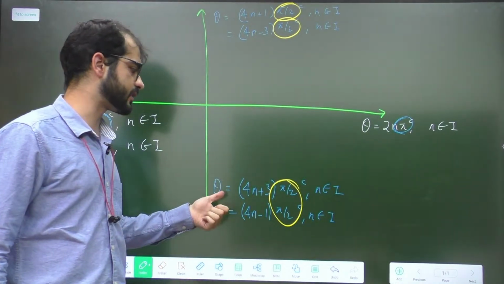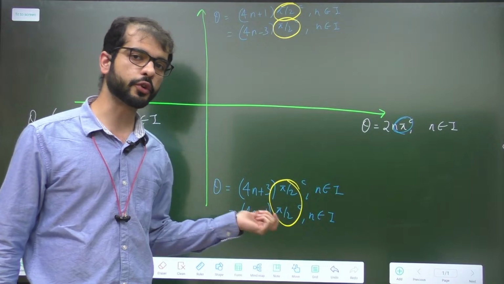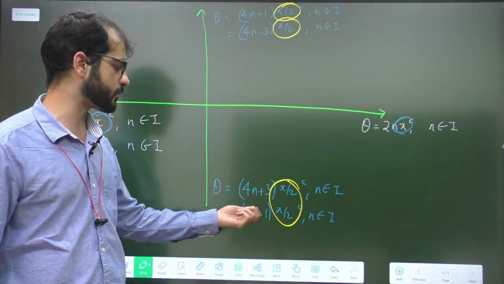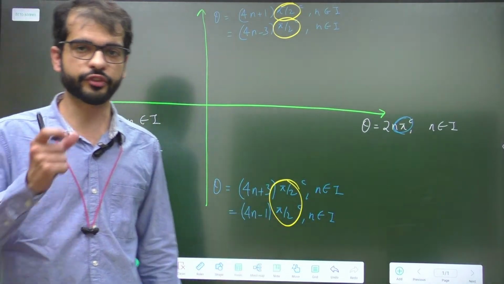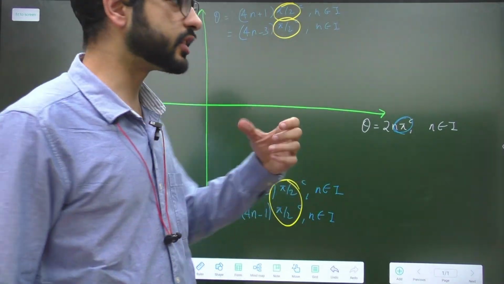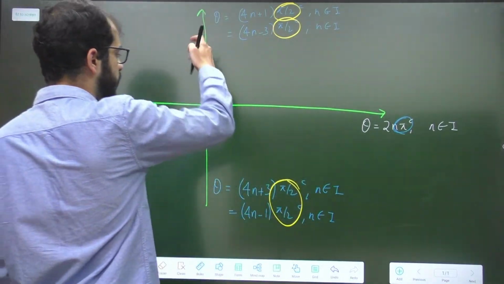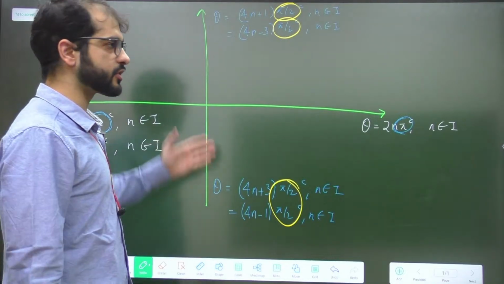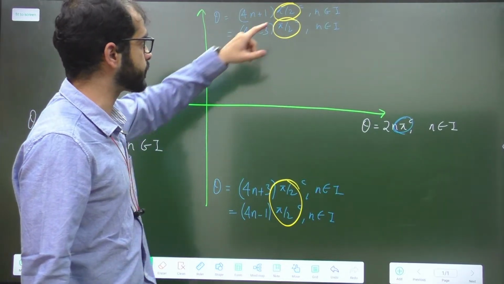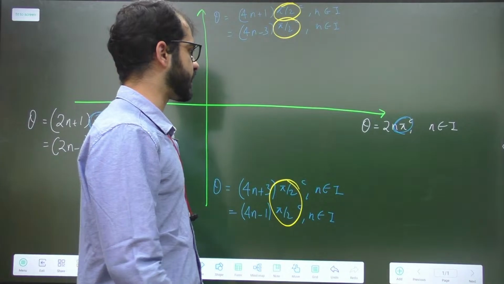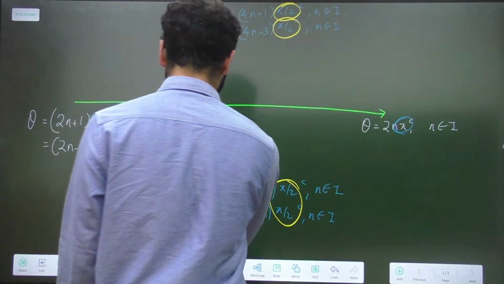Let's have a look at the negative y-axis. It can either be denoted by (4n+3)π/2 radians or (4n-1)π/2 radians. So if we are talking about the vertical axis, the general formula of the angle representing the vertical axis will be a multiple of π/2. I hope it's clear till here. Let's move forward, and today we are going to discuss angles.